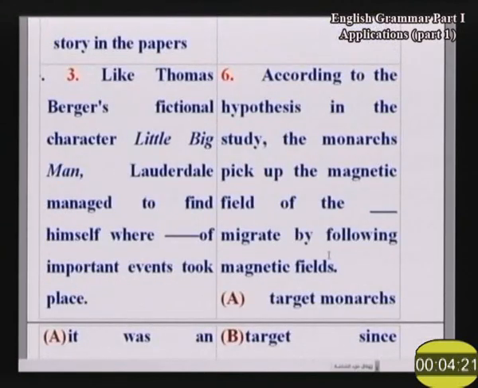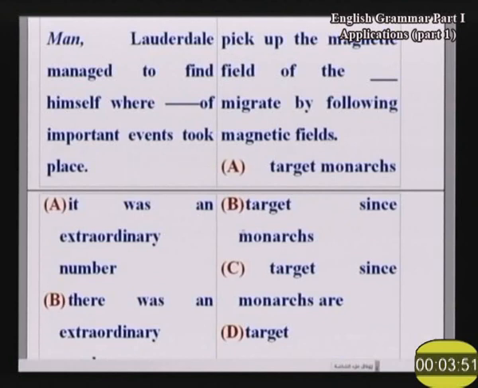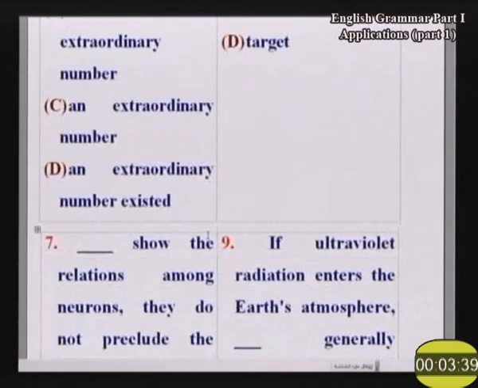Let's look at number 6. According to the hypothesis in the study, the monarchs pick up the magnetic field of the, so I need a noun here. Of the, and then I have migrate, so I need a connector after that, and migrate is a verb, so I need a noun, a connector, and a subject. Let's see the noun, connector and subject here. I'll say target, monarchs, no, target since monarchs. Here I have a noun, then a connector, then monarchs. So B is correct. Let's see number 7 next.